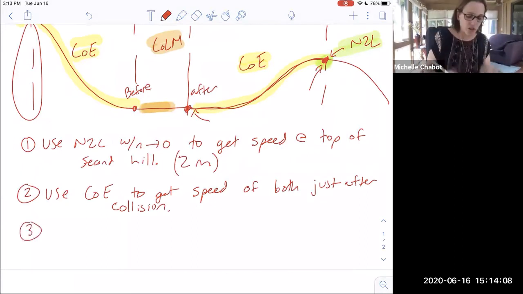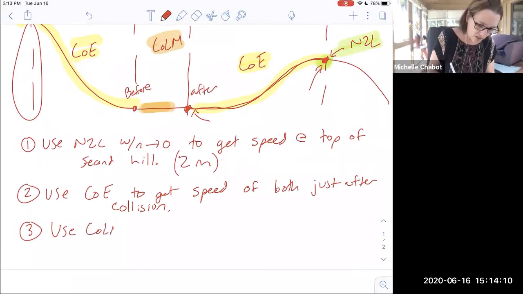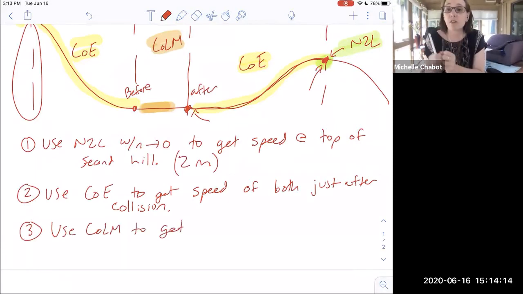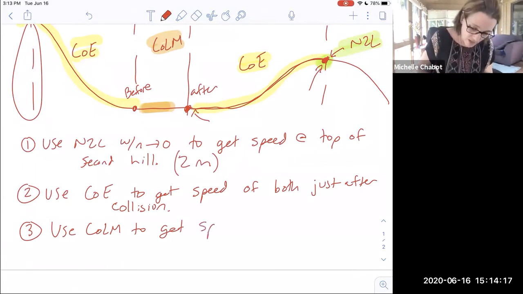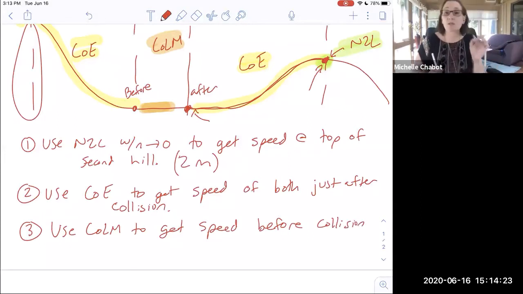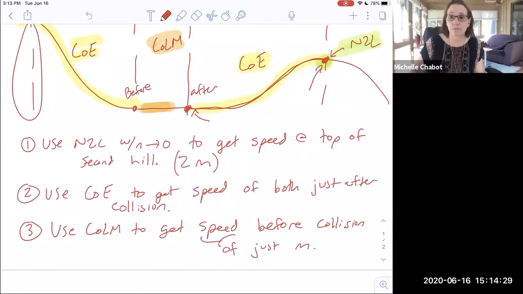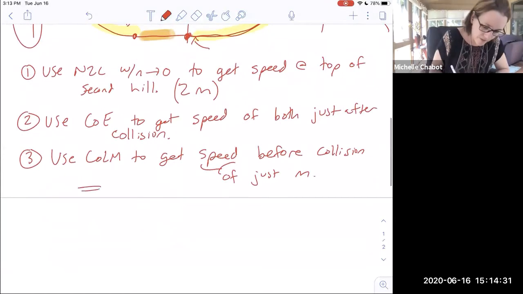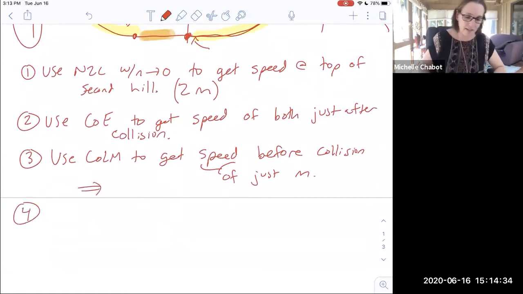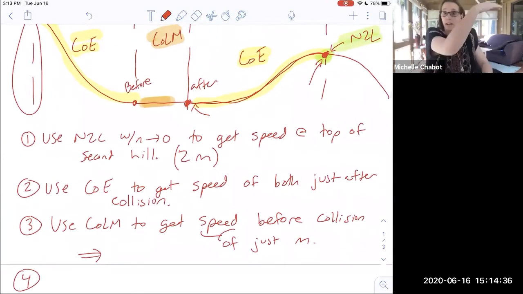Then I have the collision to deal with. So I'm going to use conservation of linear momentum, and that's going to let me relate the speed after the collision to the speed before, to get the speed before the collision. And that's going to be the speed of a single block of just mass m right before that collision. And then the last step is I'm going to have the hill part.